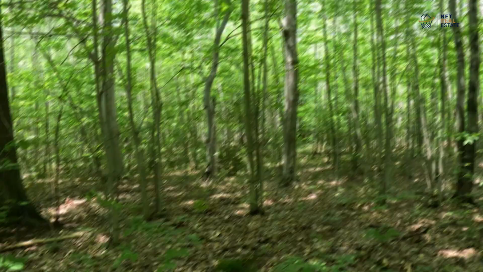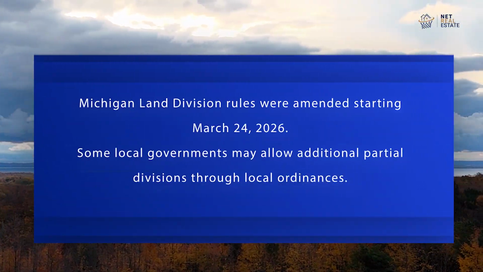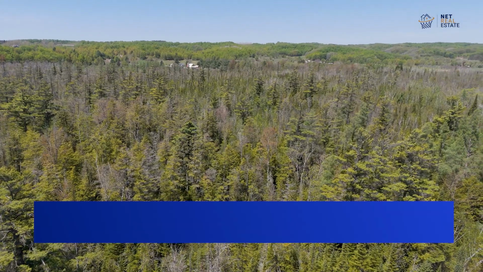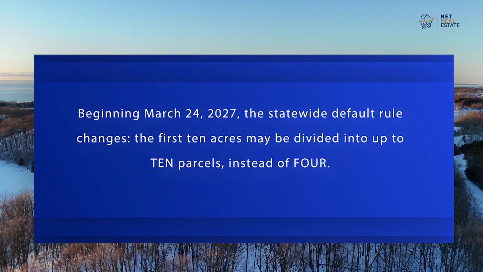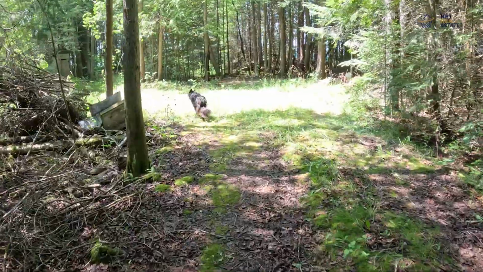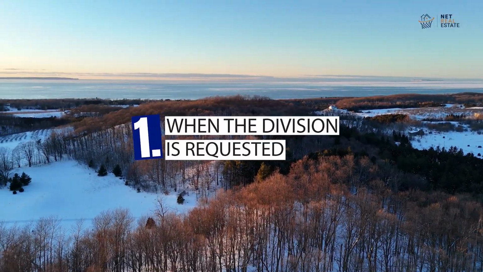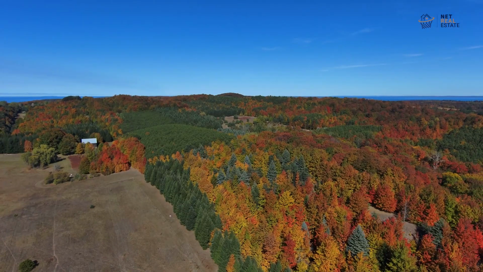Important update to the law. Michigan's land division rules were recently amended. Beginning March 24, 2026, some local governments may allow more parcel divisions through local ordinances. And beginning March 24, 2027, the statewide default rule for the first 10 acres increases from 4 parcels to 10 parcels. Because of these changes, the exact calculation of parcel splits may depend on two factors. Number one, when the division is requested, and two, what local rules apply in that municipality. For that reason, the number of possible parcel splits can vary depending on both timing and local ordinances.